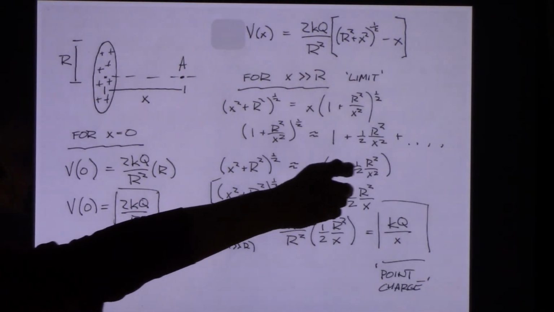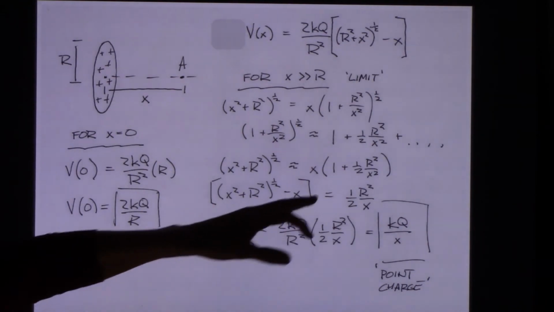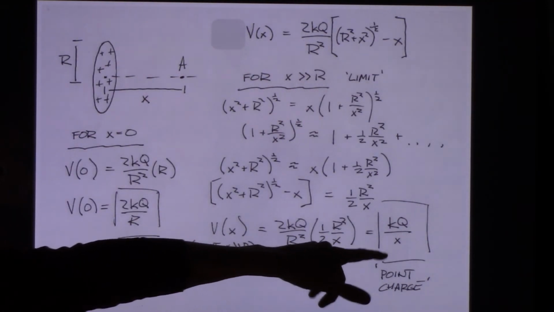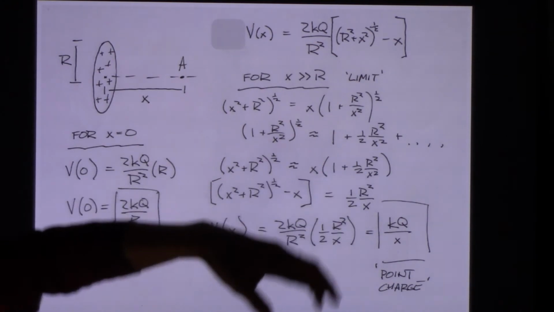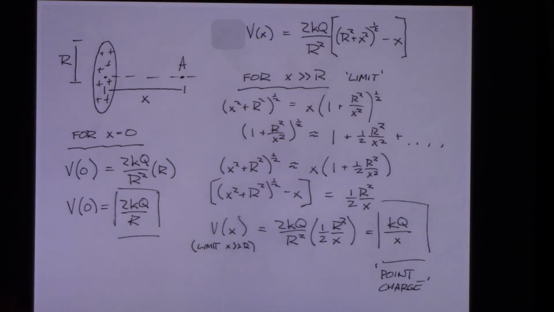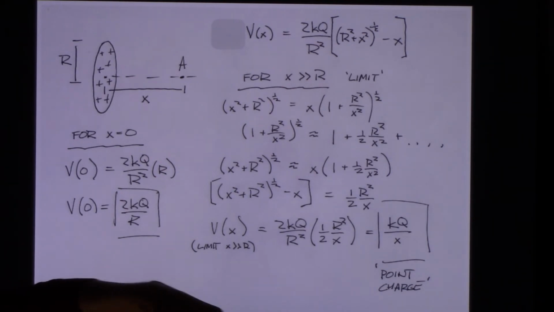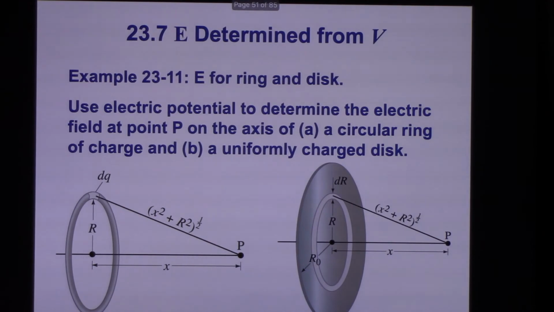So I have an x cancel, and I'm left with 1/2 r squared over x. When I substitute that in for that expression in the brackets, it becomes kq over x. So again, we had to use approximation techniques, but we have been able to show that the electric potential surrounding this charge distribution is equivalent to a point charge once x is much, much larger than r.